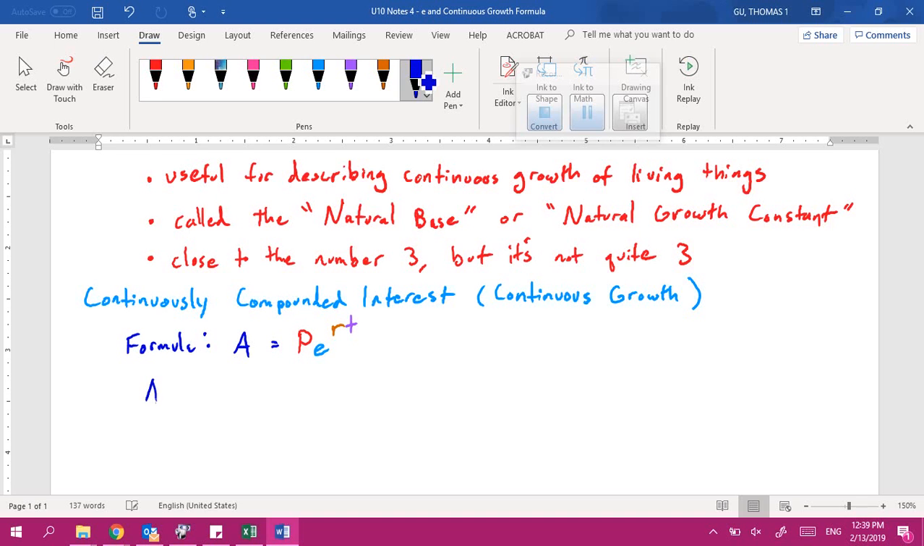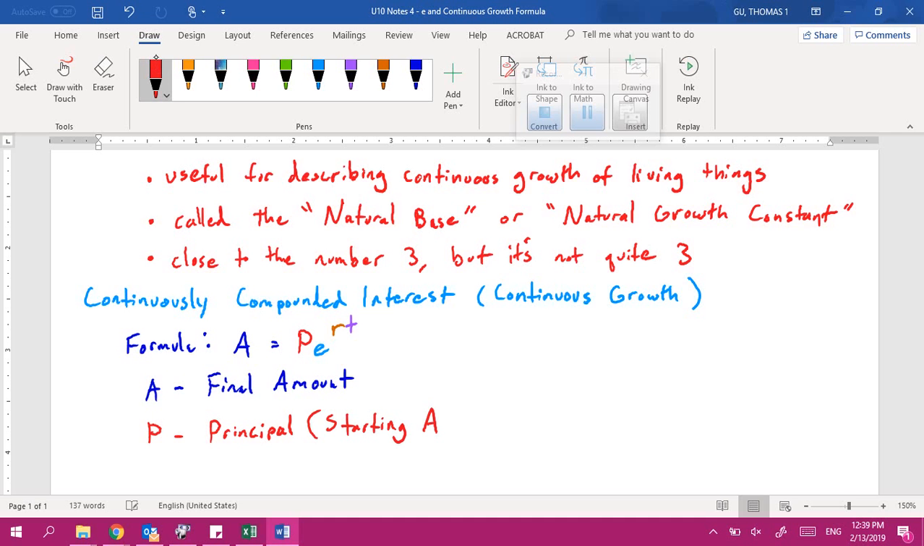Does anybody know what A means? We did something like this before. A is the final amount. Usually you're looking for that, right? You want to know how much money you have, or how much of something you have at the end. So if A is the final amount, then what do you think P is? What kind of amount do you think P is? The starting amount, right? They call it the principal, that's why it's P, but it's the starting amount, right? P is the starting amount.